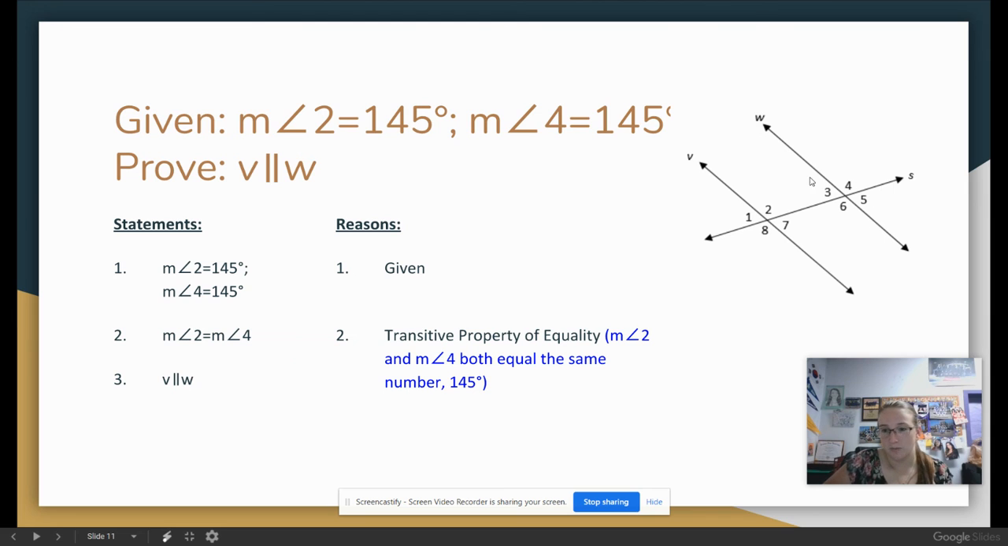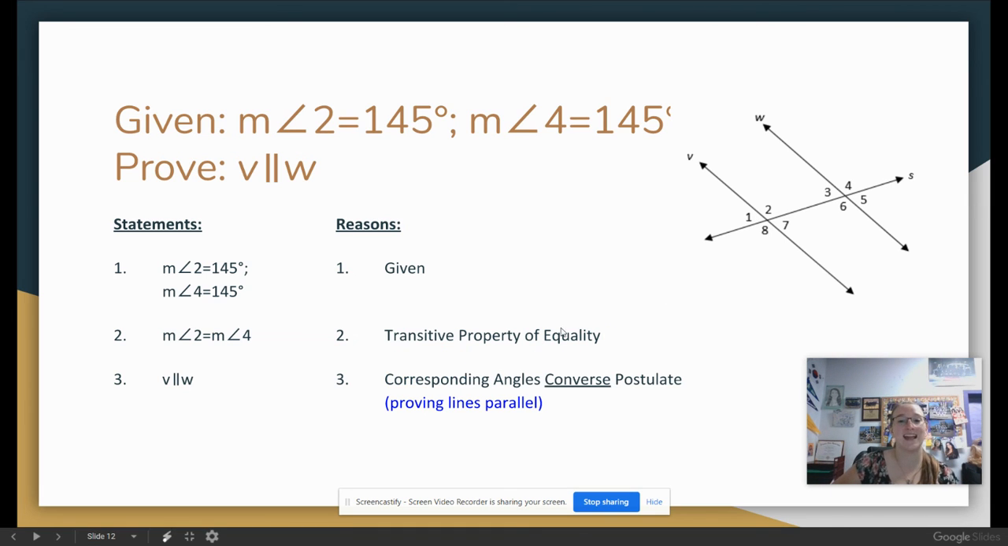So let's look at their relationship here. Angle 2 and angle 4. Because we proved them equal, that's good because this relationship has equal angles when lines are parallel. So what is the name of the relationship between angle 2 and angle 4? It is corresponding angles converse is what we want to say.